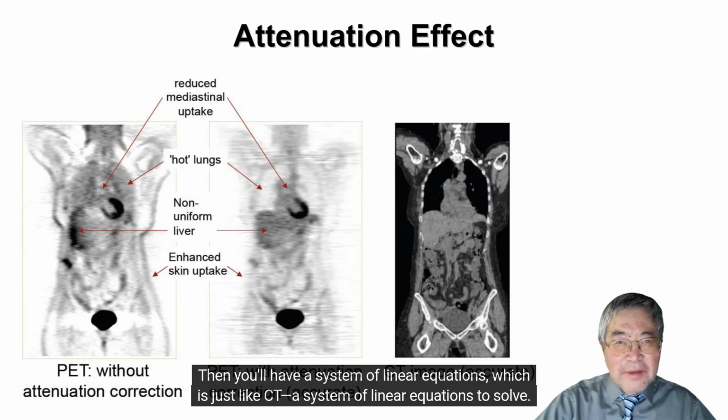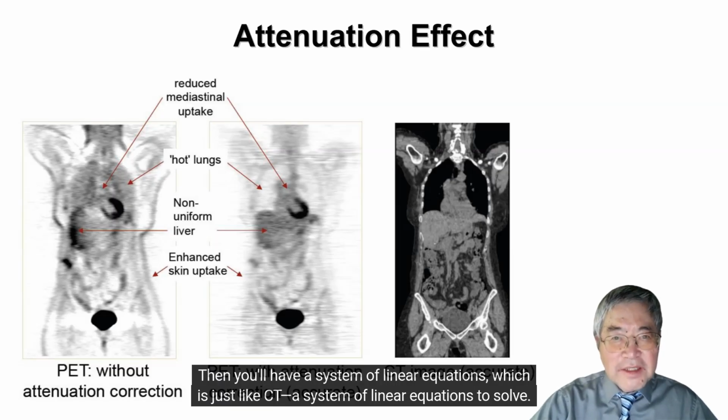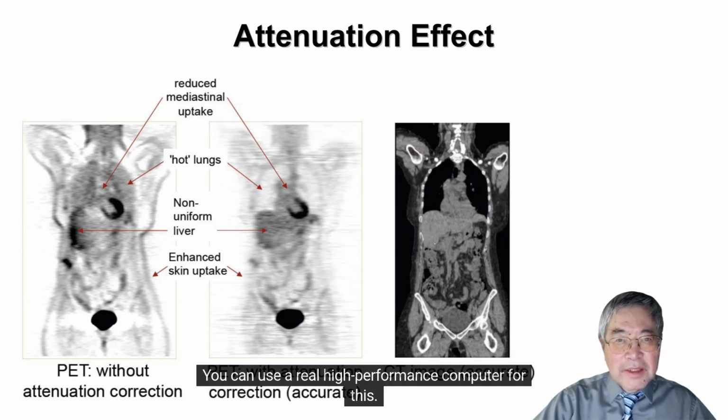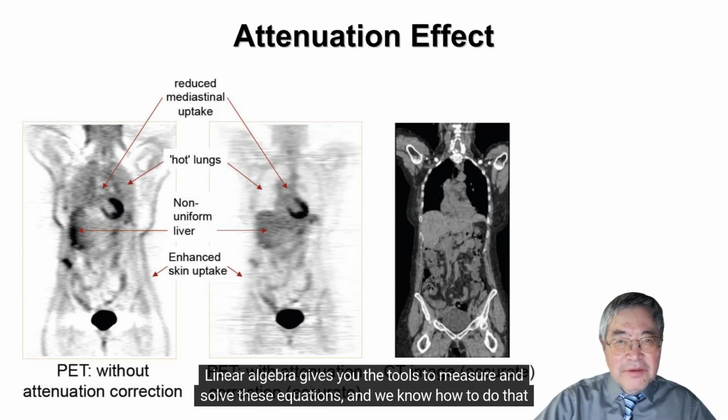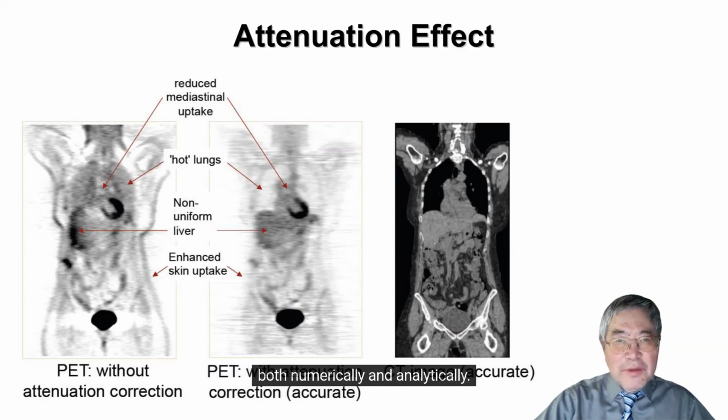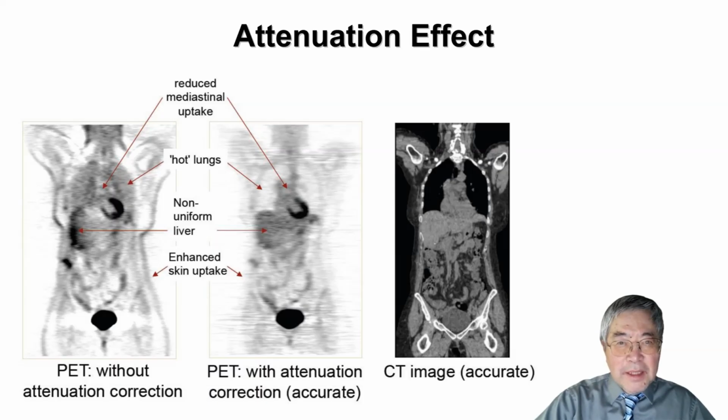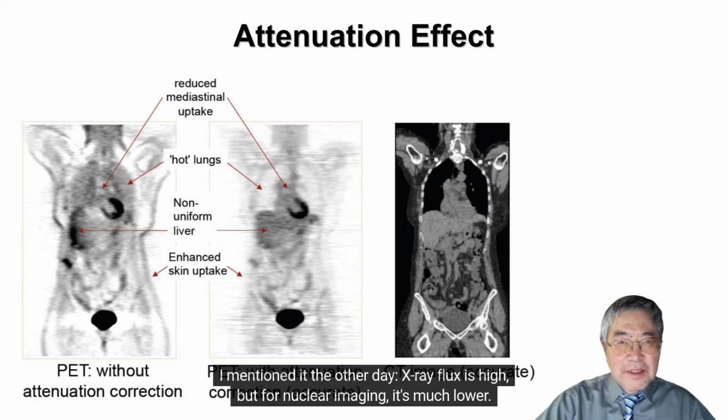Then you'll have a system of linear equations, which is just like CT, a system of linear equations to solve. You can use a real high-performance computer for this. Linear algebra gives you the tools to measure and solve these equations, and we know how to do that both numerically and analytically. But what happens if you don't have enough flux? That's a big problem. I mentioned it the other day.